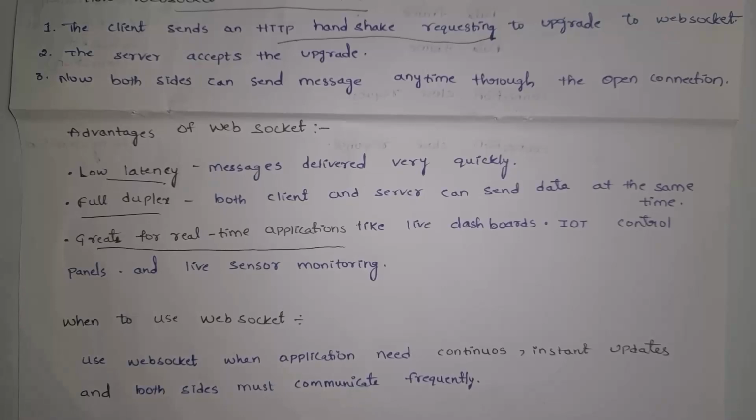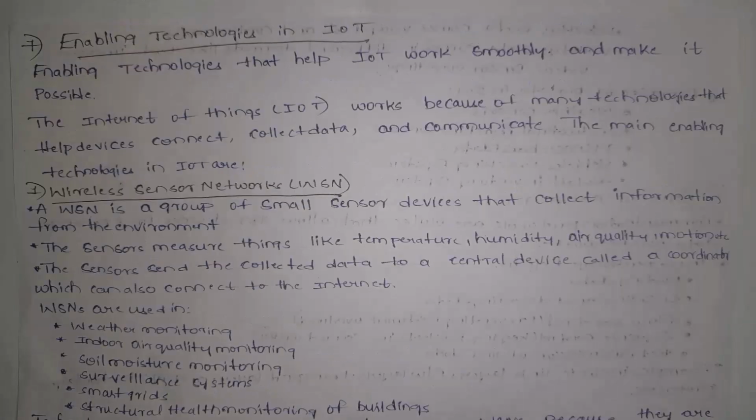Next, I will explain enabling technologies in IoT. Guys, by using enabling technologies, IoT will work smoothly. IoT works well because of many technologies that help devices to collect data and to communicate with each other.